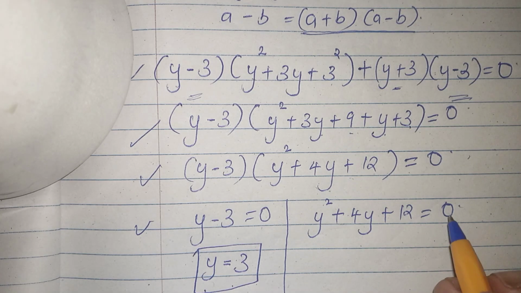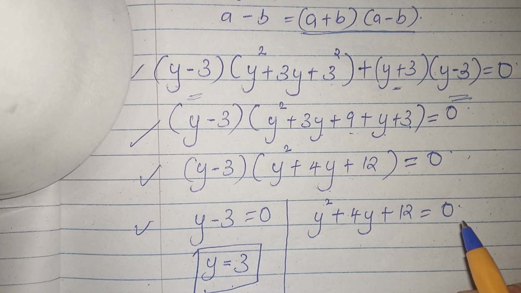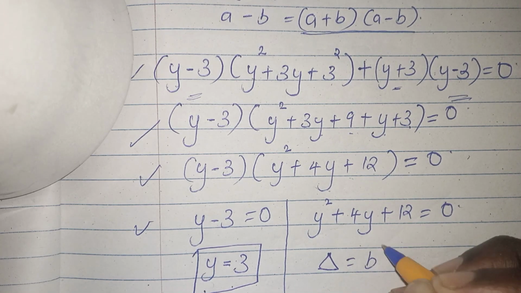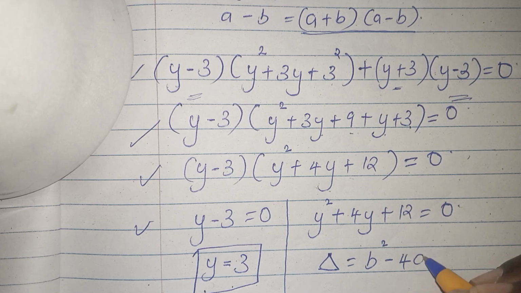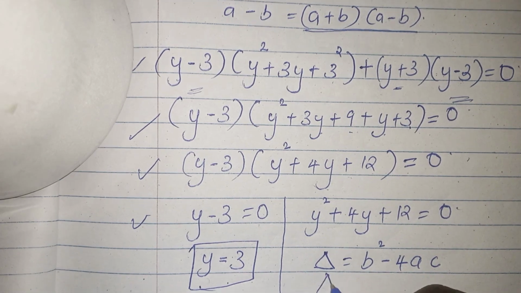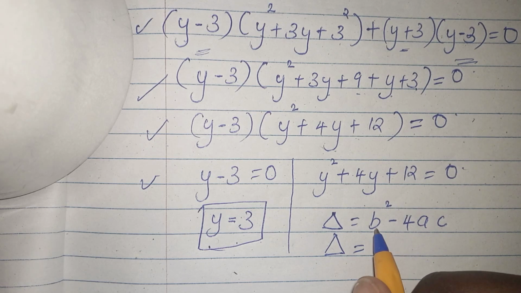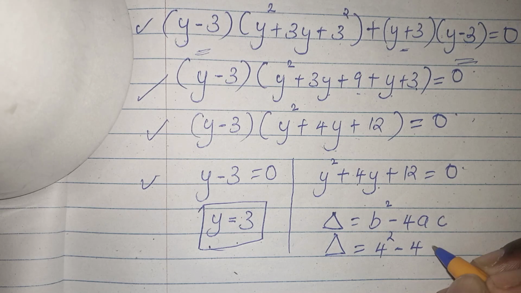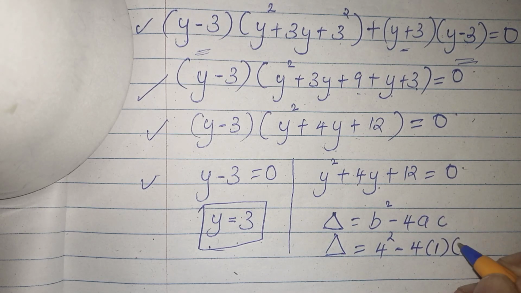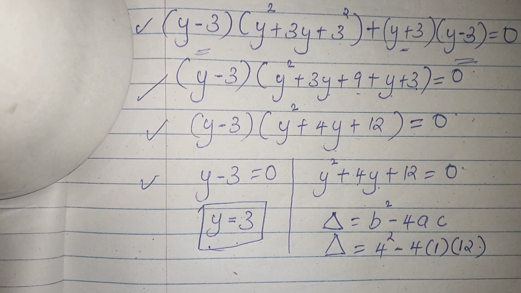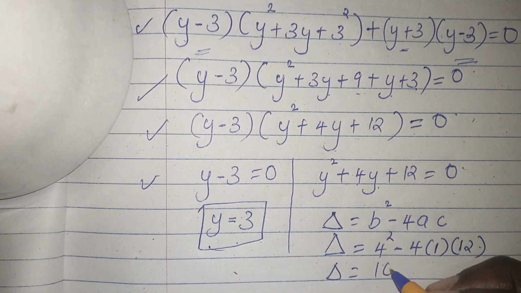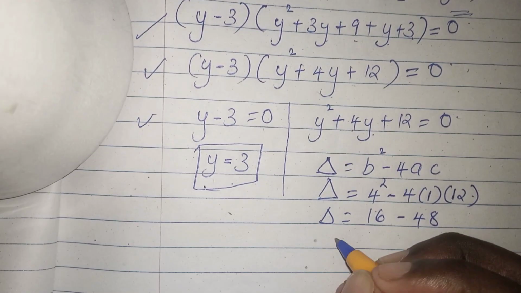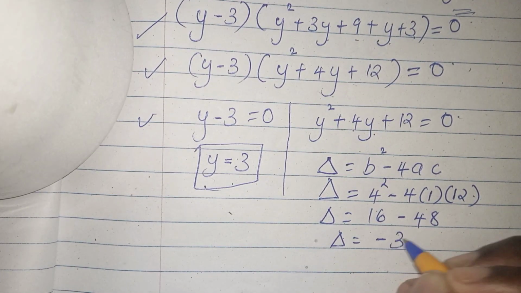And for this case, because we are looking for the real value of x, therefore we shall use the discriminant formula where b squared minus 4ac, whereby delta is equal to, so we have b here, which is the coefficient of y, so 4 squared minus 4 times 1 times c here, which is the constant 12. Therefore, delta is equal to 16 minus 48. So 16 minus 48 is equal to negative 32.